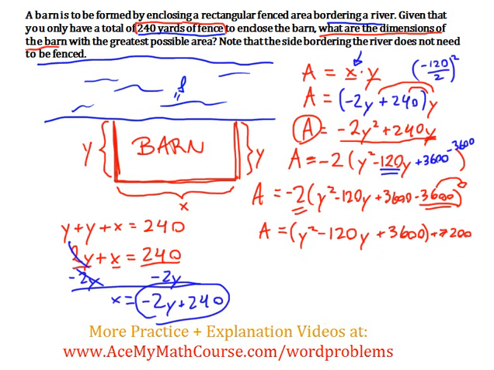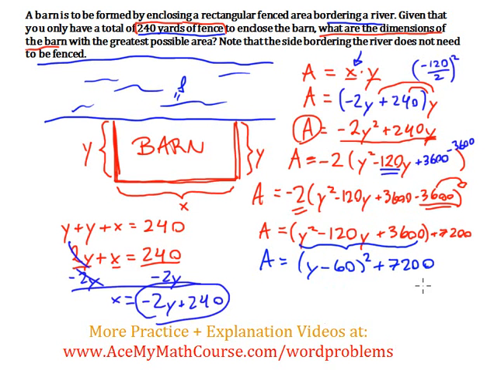And now I can actually factor this. That's the reason why we added the 3600. This will factor into y minus 60 squared. If you're skeptical, just distribute this. Just go y minus 60 times y minus 60. It's going to expand into this. Plus the 7200, of course. Great. Okay, now the question's done.